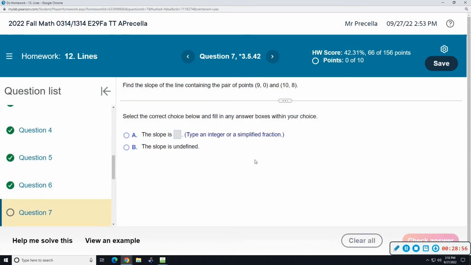Okay, here's another slope formula problem. You want to do it, Tim, or do I? Oh, I'll do it. Okay. My microphone still isn't working.